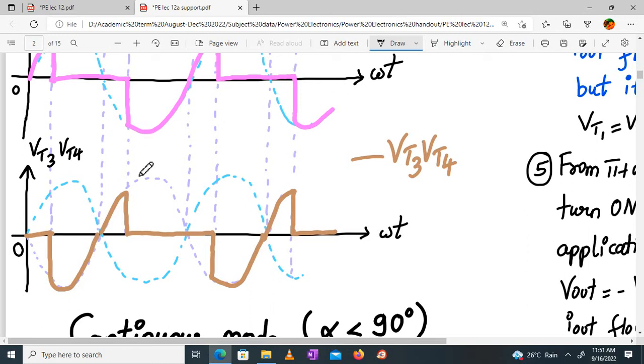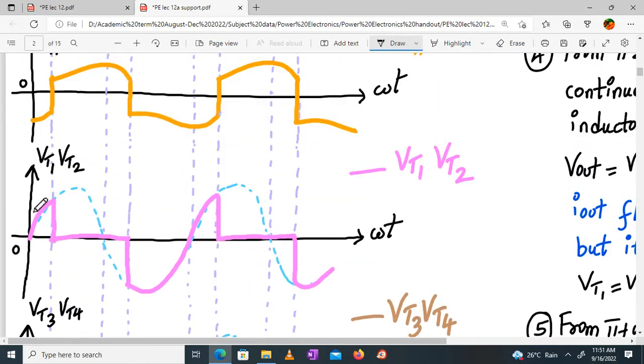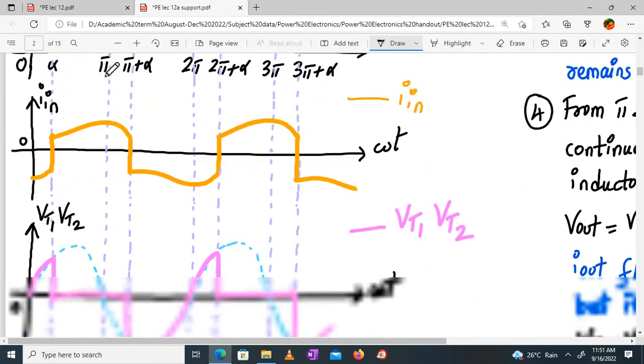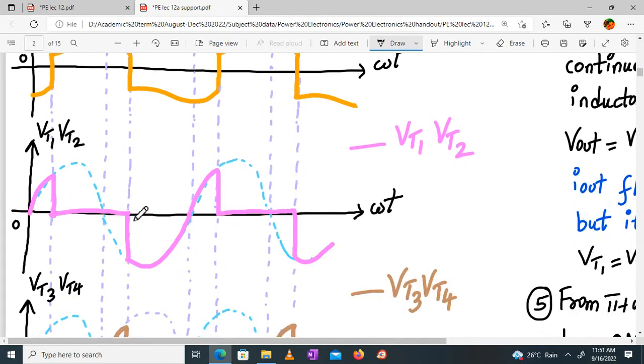Right? So here is the situation. In the first case, from 0 to alpha, your T1 and T2 are off, so the voltage will follow V. This blue dotted line is my V. Then from alpha to pi plus alpha, T1 and T2 are conducting, so the voltage remains 0. Then again they are off from pi plus alpha to 2 pi plus alpha, so it will follow V and it will repeat.